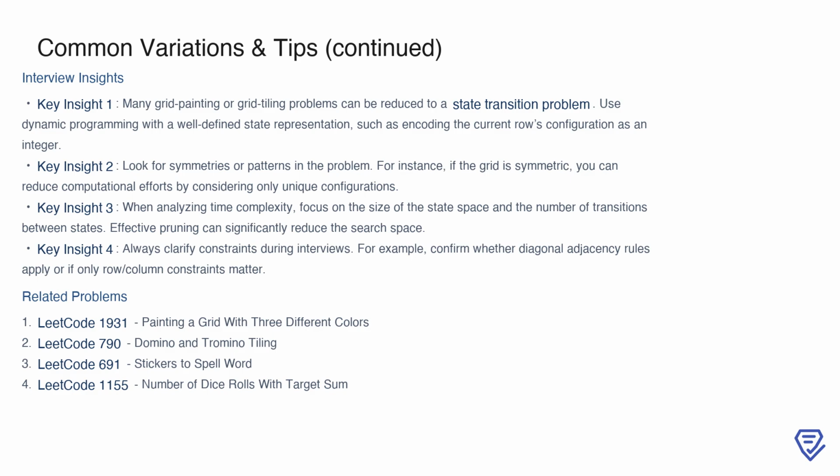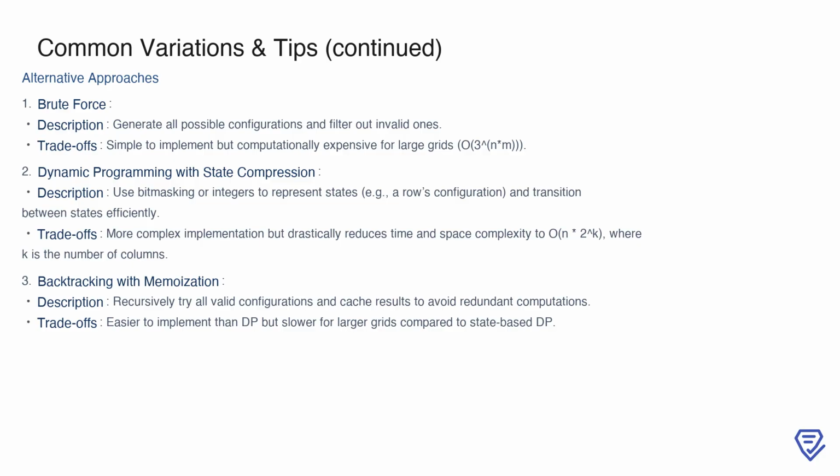For additional practice, related problems like LeetCode 790, Domino and Tromino Tiling, or LeetCode 1155, Number of Dice Rolls With Target Sum, are excellent resources. There are several approaches you can use to solve grid painting problems. The brute force method involves generating all possible configurations and filtering out the invalid ones. This approach is simple to implement but computationally expensive, especially for larger grids, where the complexity grows exponentially with the number of cells.